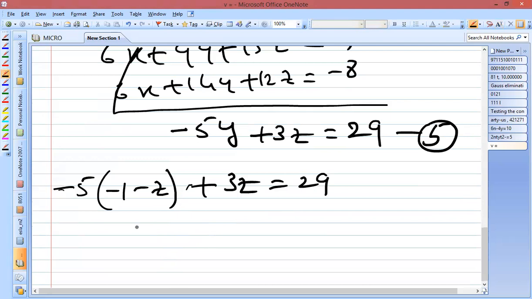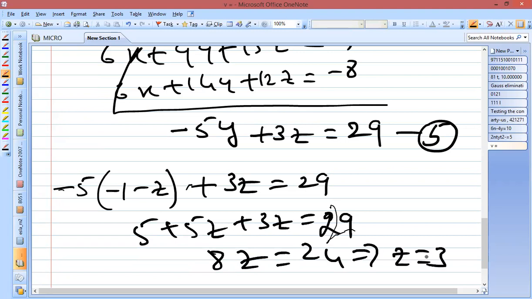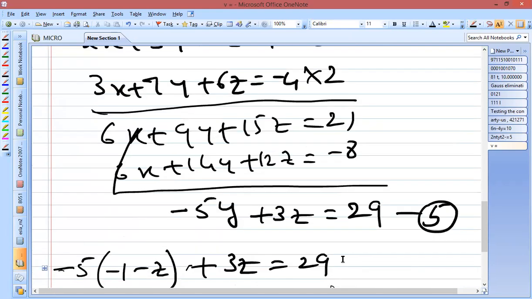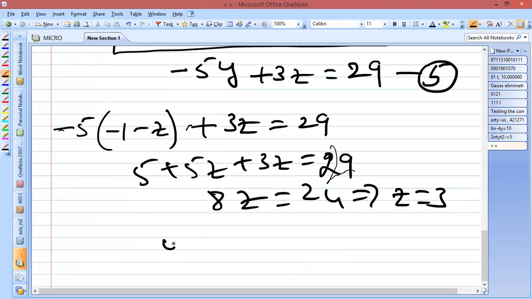So this is 5 plus 5z plus 3z is equal to 29. And 8z, 29 minus 5 is 24, which implies z is equal to 3. Having z is equal to 3, what is the value of y? -4. y is -4. And what about x? You have z and y. We use any one of the equations to get the value of x.